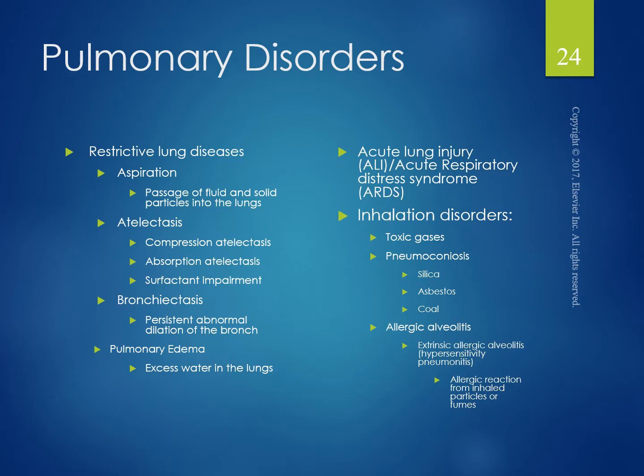Surfactant impairment results from a decreased production or inactivation of surfactant, which is necessary to reduce surface tension in the alveoli, thus preventing lung collapse during expiration. This may be due to premature birth, acute respiratory distress syndrome, anesthesia induction, or mechanical ventilation.